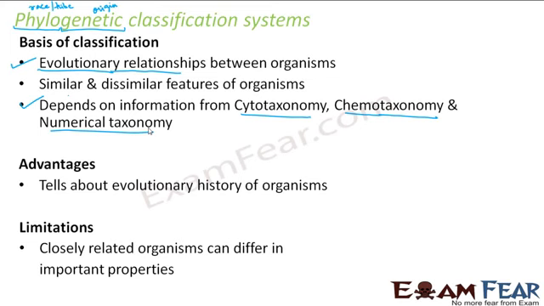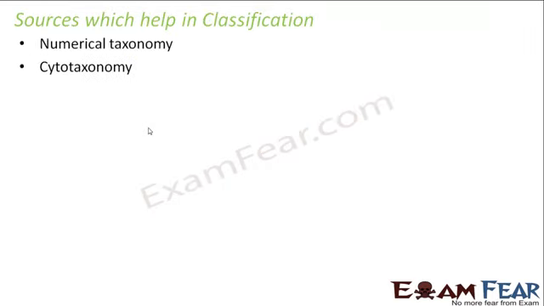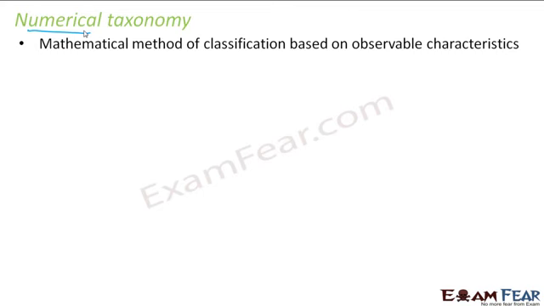Now we will see how cytotaxonomy, chemotaxonomy, and numerical taxonomy play a role in the phylogenetic classification system. So we will see sources which help in classification: numerical taxonomy, cytotaxonomy, and chemotaxonomy. Let us talk about each of them quickly. First, let us talk about numerical taxonomy. The term numerical itself says that it has something to do with numbers. So what is it? It is a mathematical method of classification based on observable characteristics.